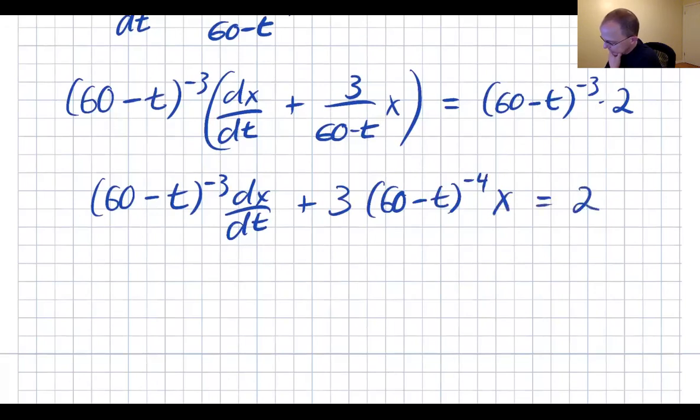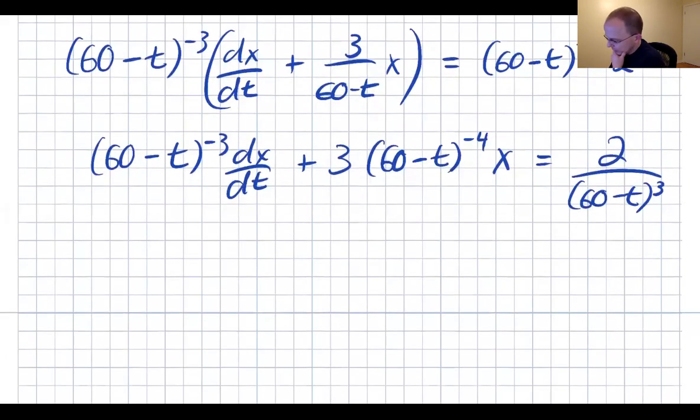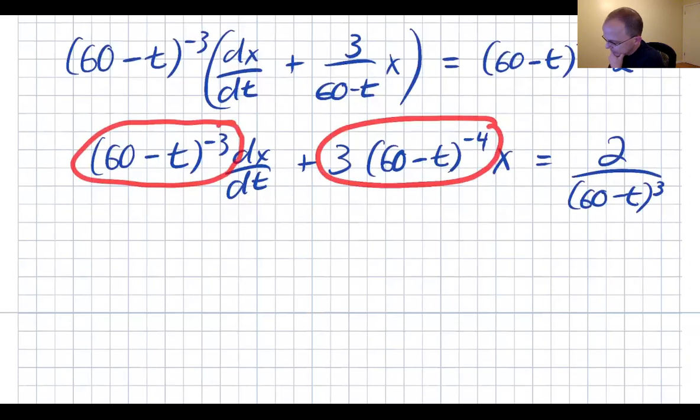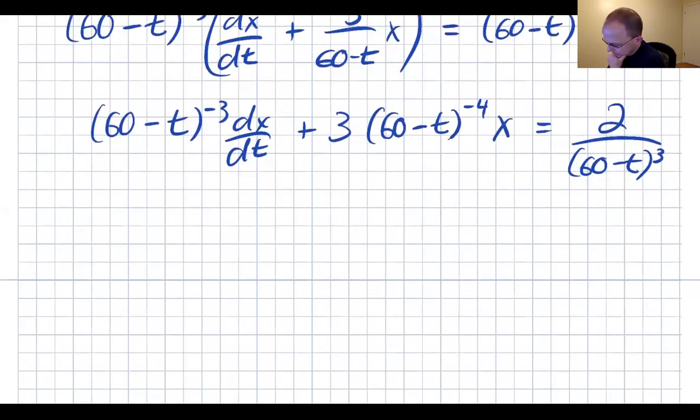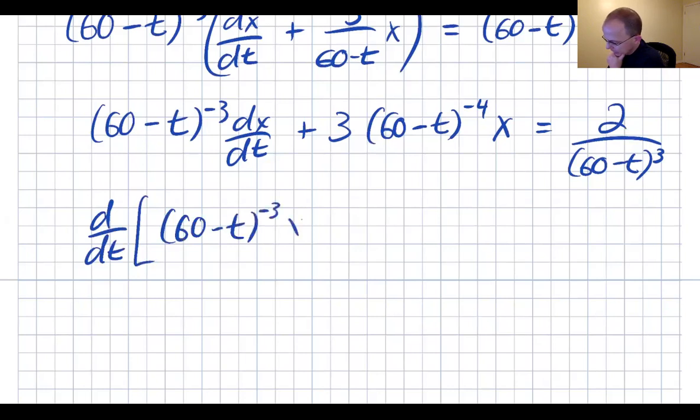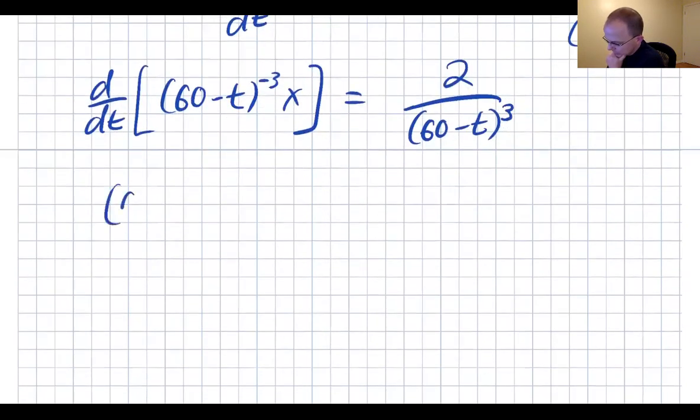And that's 2 times, let's write this as 2 over 60 minus t cubed. Okay, and again, now we can see that if I take the derivative of this, I do get exactly this thing right here. And that means that we do have a product rule, so we can write this as dx dt this time, right? This is dx dt. Dx dt of 60 minus t to the -3 times x is equal to 2 over 60 minus t cubed.